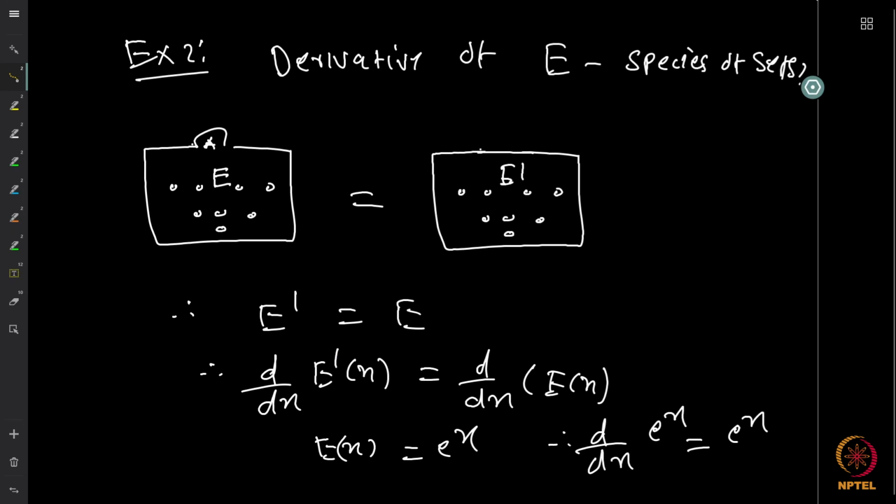Therefore, the derivative of the generating function E(x) must be equal to E(x), the generating function itself. So d/dx of E(x) equals E(x), which means that E(x) must be equal to e raised to x. That is the only function that we know whose derivative is equal to itself. So d/dx of e^x is equal to e^x. So we can even show that this must happen.